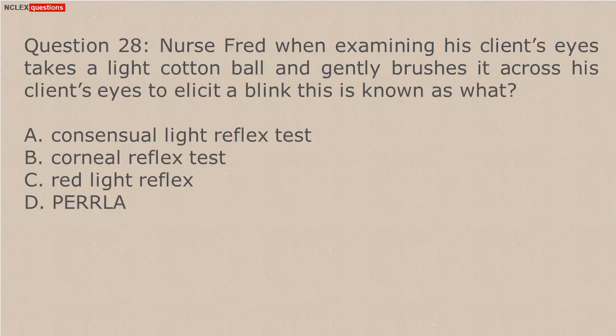Answer A. Eyelash distribution, colouring, drainage. Answer C. Tenderness.